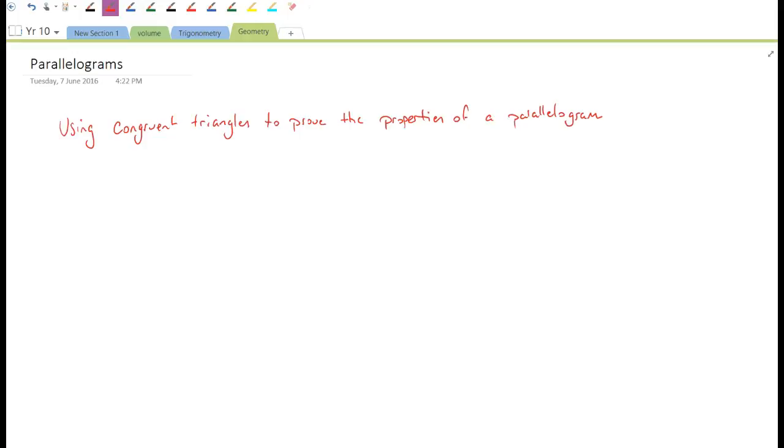All right, we're going to take a look now at the parallelogram and just some properties of it, and we're going to use congruent triangles to establish some of these properties. So let's just get a parallelogram down. A parallelogram, right, we need to understand what parallelograms are. Parallelograms are quadrilaterals that have both pairs of sides parallel.